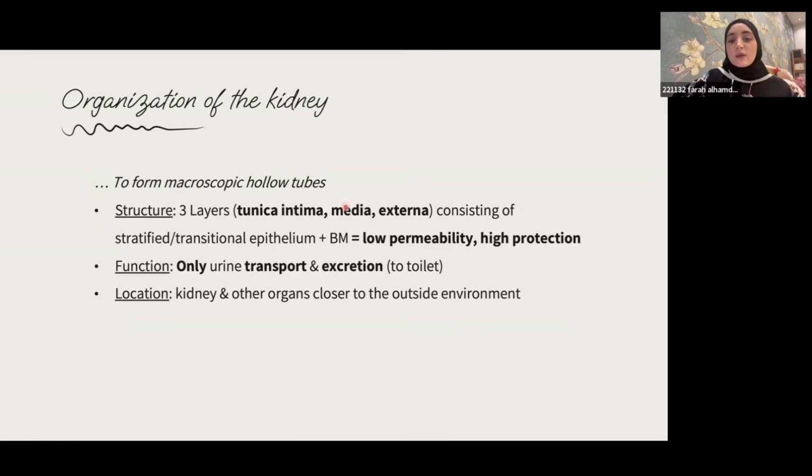Now, to form the macroscopic hollow tubes, we have 3 layers: tunica intima, media, and externa. They consist of the stratified transitional epithelium, and this is later in the urinary system where we have the minor calyx, the ureter, and so on. I'll talk about it later. And then the basement membrane. There's very low permeability here, and there's high protection. This is where urine transport and excretion happen, to the toilet. These are the kidney and other organs closer to the outside environment, the outside world, where we move the urine to the toilet.